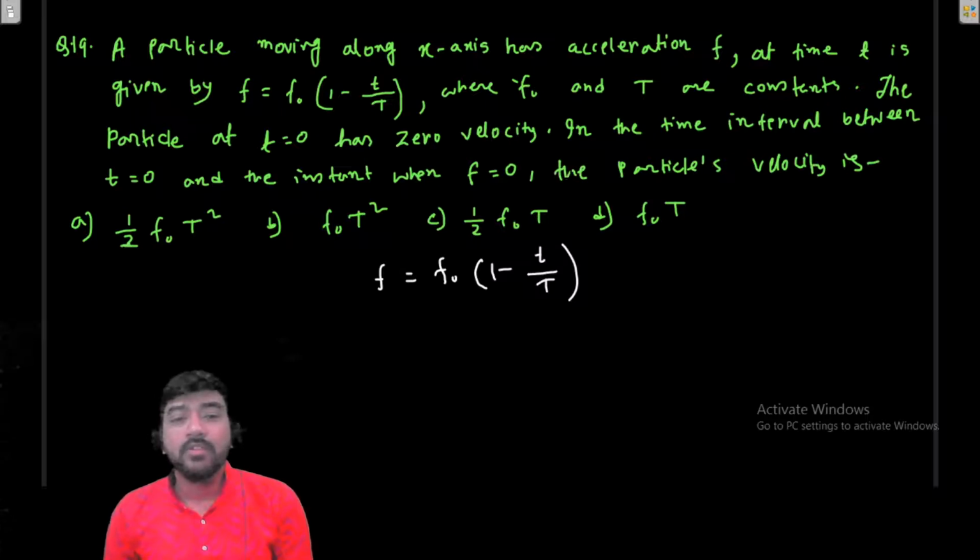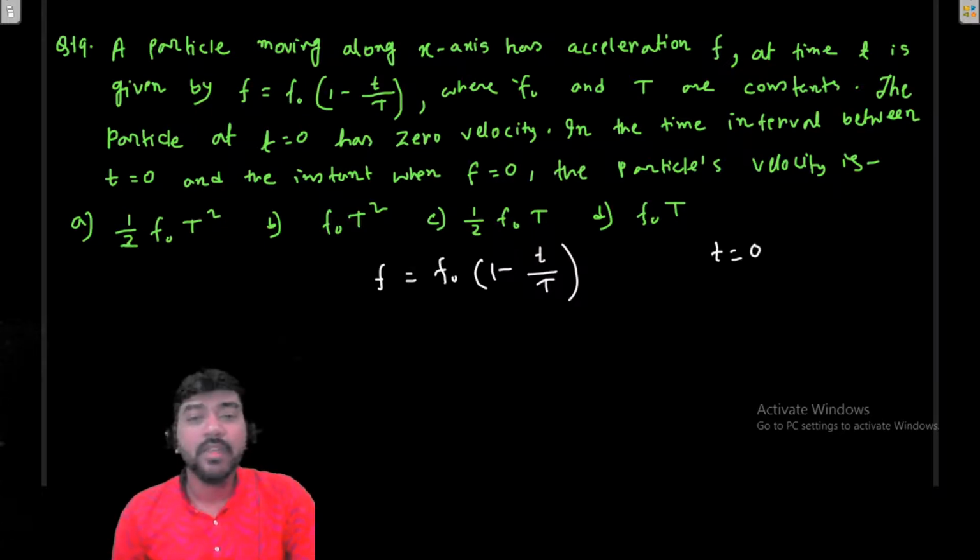The particle at t equal to 0 has 0 velocity. In the time interval between t equal to 0 and the instant when F is equal to 0, what is the velocity of the particle? The initial time t equal to 0 is given, and what will be the time for F equal to 0? If F is equal to 0, you can get it from here.